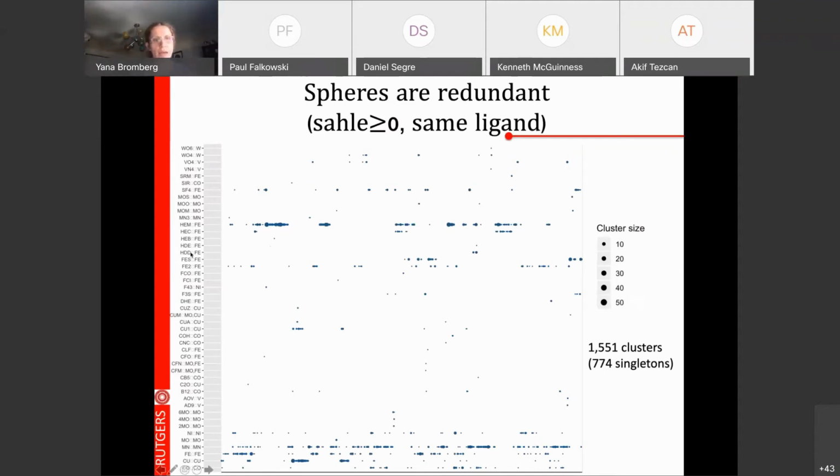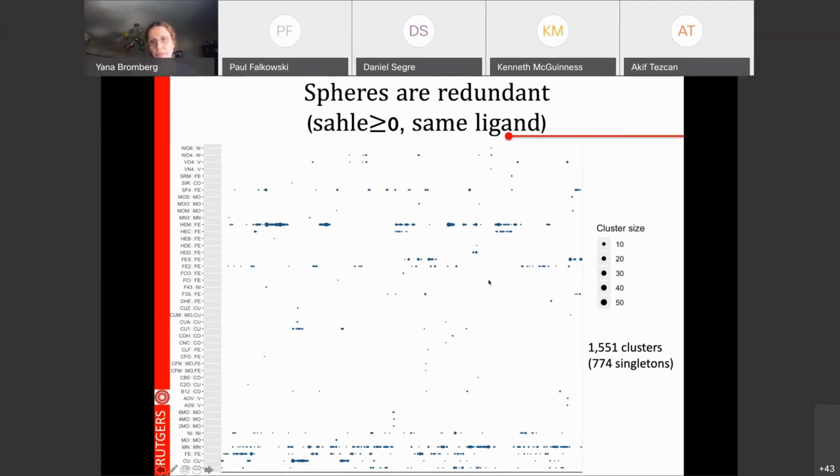So here, a single line, for example, represents the number of spheres that bind heme. The first one is the ligand, the second one is the ion in that ligand. And the x-axis here is just arbitrary numbering of clusters. But what you're observing here is that there is a bunch of heme clusters all around. So this dot over here, the really large one, represents 50 heme spheres. And basically they're all the same. They bind heme and they have a large enough Sahle score, which suggests that this is the same protein determined multiple times.